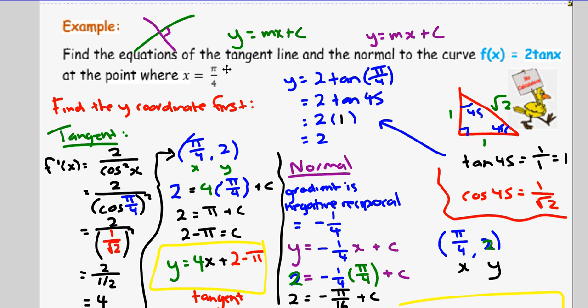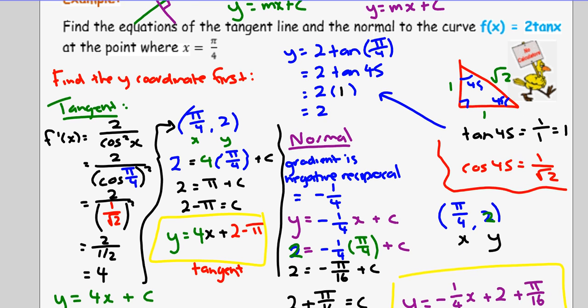To find the y coordinate at this point, just sub the x into here. So if you sub in y equals 2 tan pi over 4, you can use special triangles. Pi over 4 is the same as 45 degrees, since 180 divided by 4 is 45 degrees. 2 tan 45. The 45 degree triangle is 1, 1, root 2. So the opposite over the adjacent would be 1 over 1. So tan 45 is just 1. So the coordinate is pi over 4 and 2. That's our coordinate that we can use for x and y.